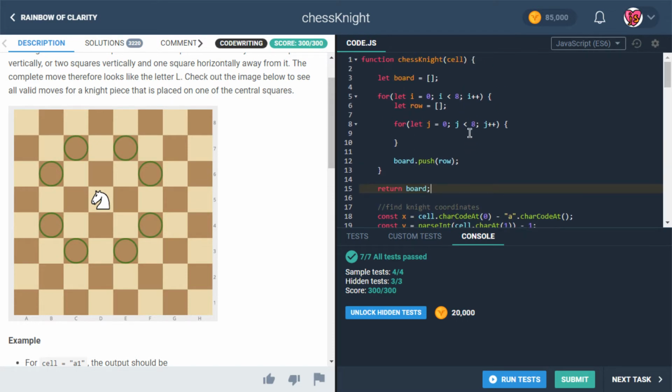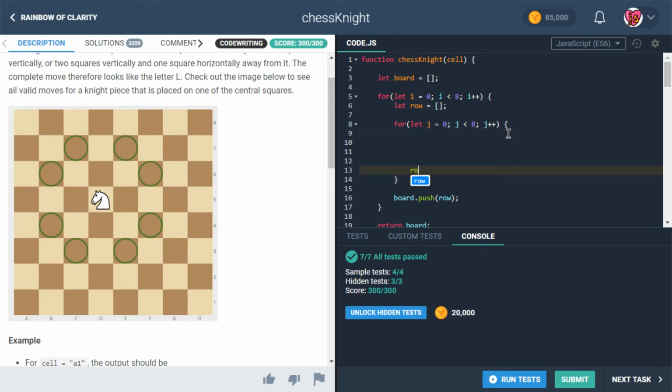But then, well, actually, okay, there's a bit of a difference in terms of what I want to do here. So I'm not just going to do row.push of a hashtag or something like that. I'm going to actually push in a number of moves, or sorry, how many moves are possible from that spot on the board.